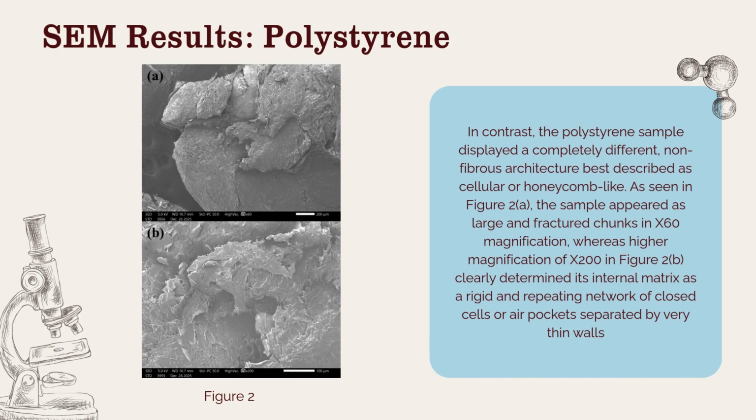In contrast, the polystyrene sample displayed a completely different non-fibrous architecture, best described as cellular or honeycomb-like. As seen in Figure 2a, the sample appeared as large and fractured chunks at X60 magnification, whereas higher magnification of X200 in Figure 2b clearly determines the internal matrix as a rigid and repeating network of closed cells or air pockets separated by very thin walls.